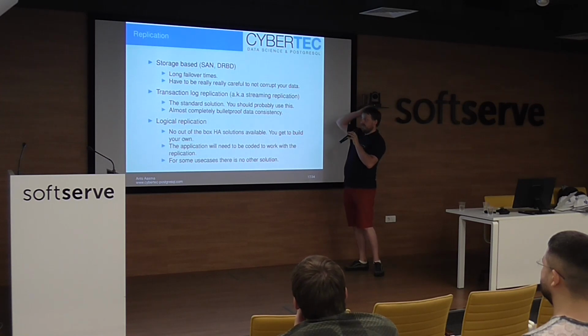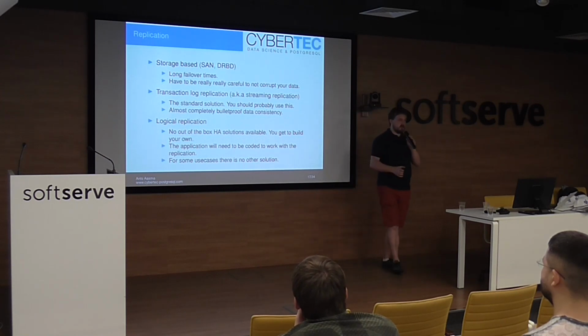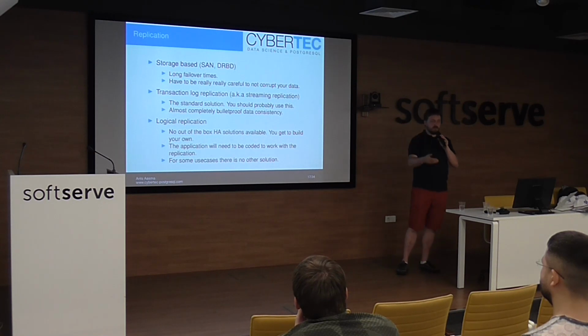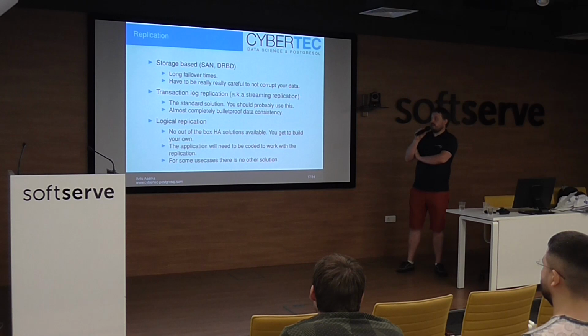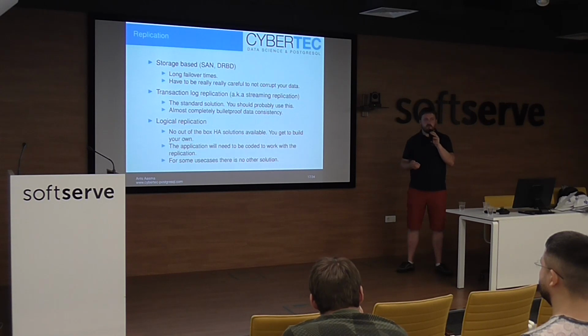For example, DRBD is a way to do block-based replication. When Postgres writes something to this, it gets replicated synchronously. And the problem with this type of solution is it has much longer failover times because when you need to fail over, the secondary system has to perform crash recovery. And in high write throughput systems, this can take upwards of 5 minutes or more.